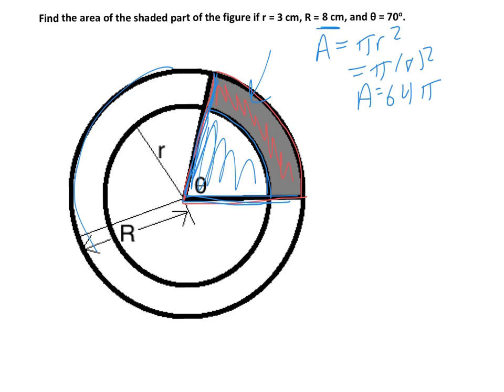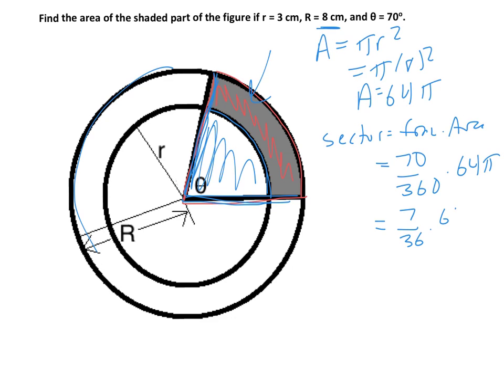So remember, area of a sector is equal to the fraction of the circle times the full area. So the fraction of the circle, it says this is 70 degrees, so it would be 70 out of 360 times this full area, which is 64 pi. So then I can start simplifying, divide each side by 10, so 7 over 36 times 64 pi. They're both even, the top and the bottom, so 7 over 18 times 32 pi.